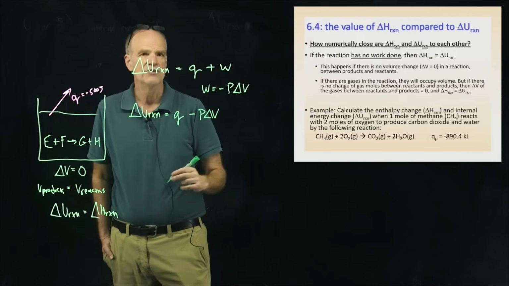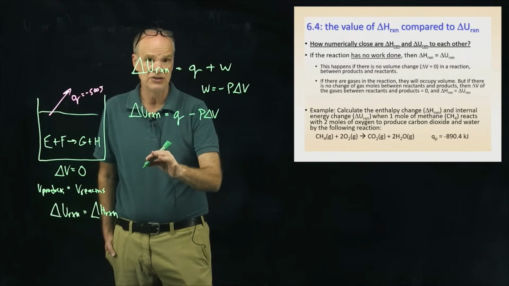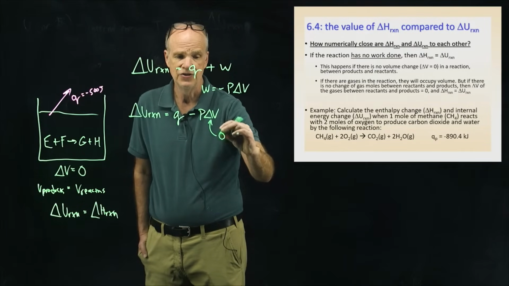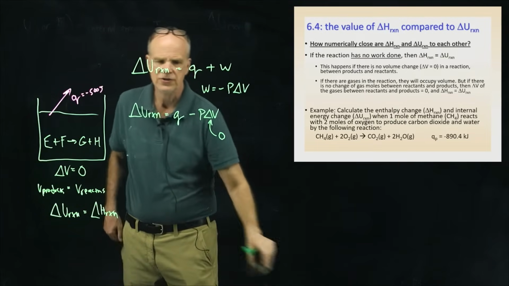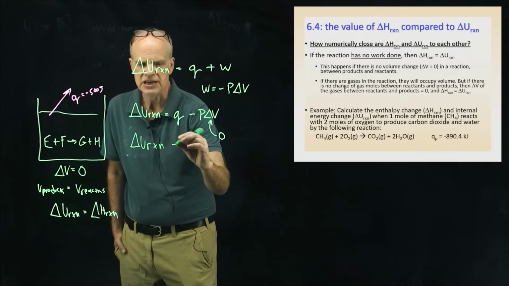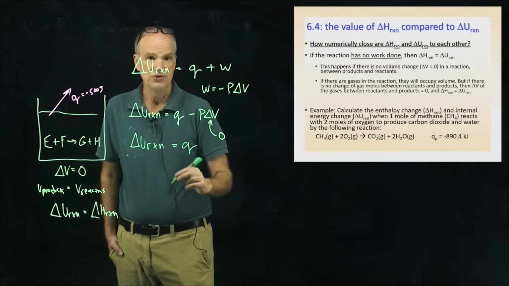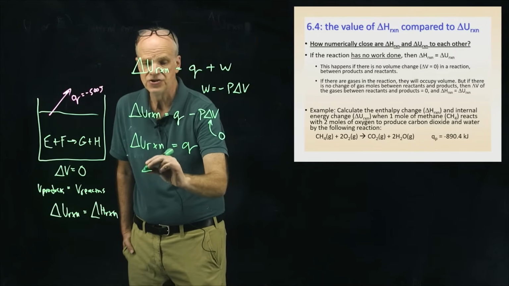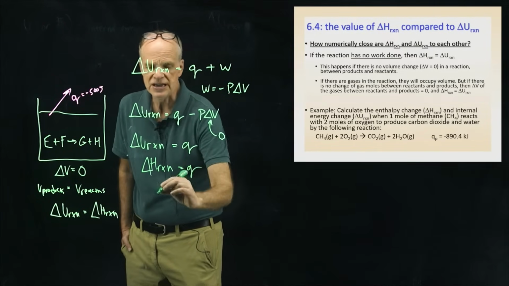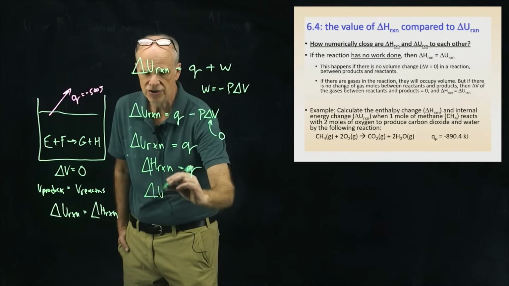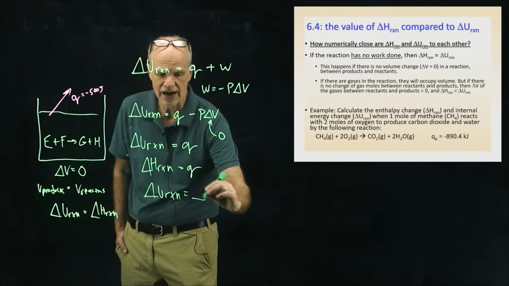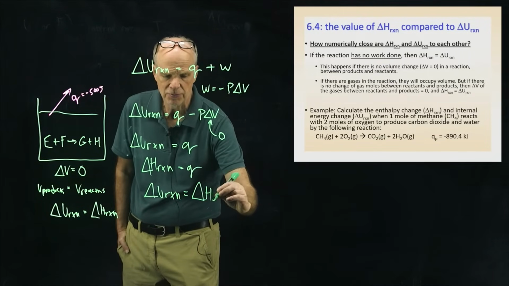Okay? So let's say there is no volume change in this reaction. So the volume change of the reaction, we'll say, is 0. And if that's the case, then you can see that the change of internal energy of the reaction is just going to be equal to Q. Now, you already know that we've defined the change of enthalpy of the reaction to be equal to Q. So under these conditions, when the volume change of the reaction is 0, I think you just figured out that the change of the internal energy of the reaction is going to be equal to the change of enthalpy of the reaction.